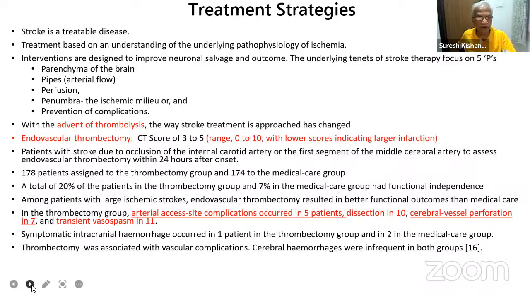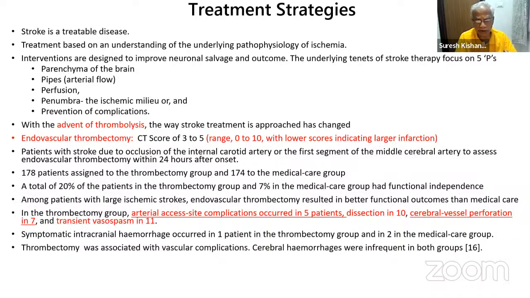Now, treatment with the advent of thrombolysis, things have increased, better chances have gone up. And endovascular thrombectomy is the most recent trial being done, which has shown that out of 178 patients assigned to thrombectomy and a similar number of 174 for medical care group, there was 20% improvement in thrombectomy immediately and 7% in the medical group. Improvement is evaluated as functional independence, when the person can become independent after the management.